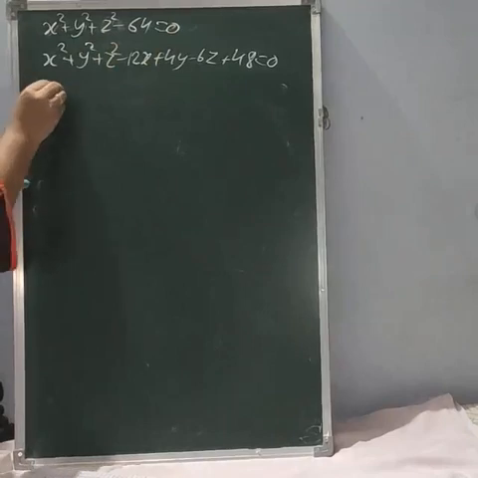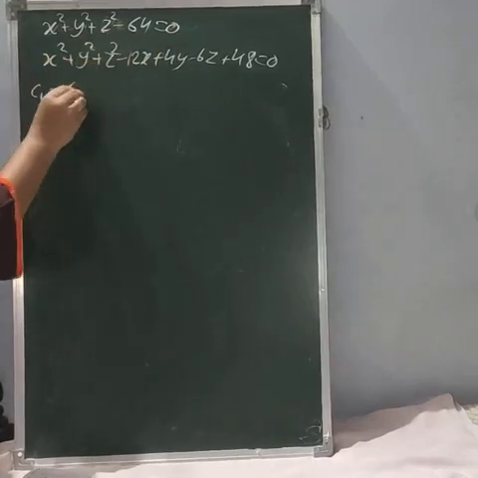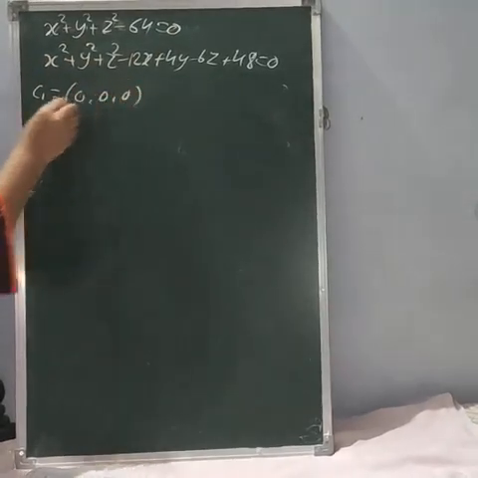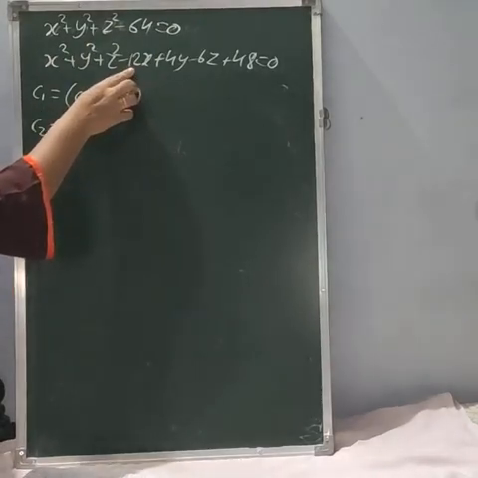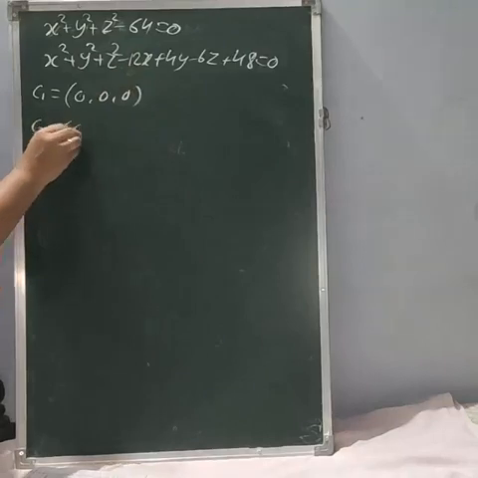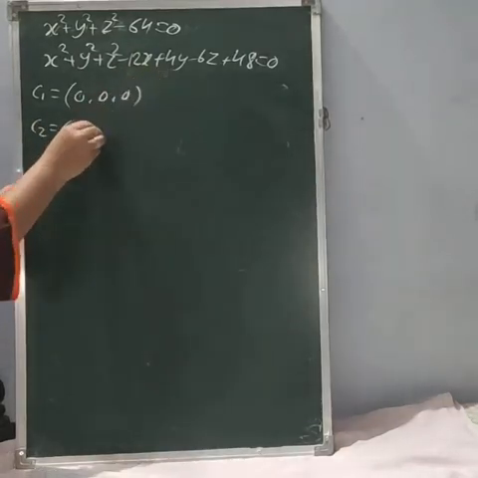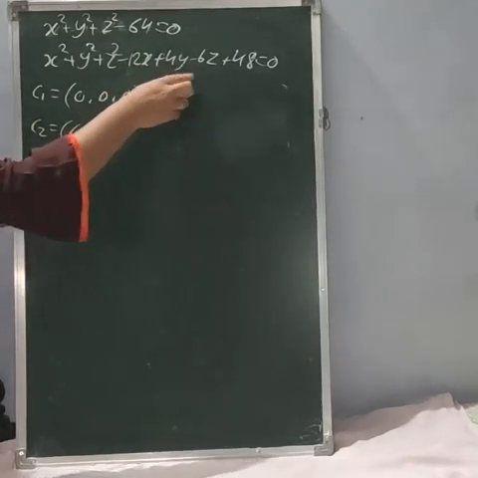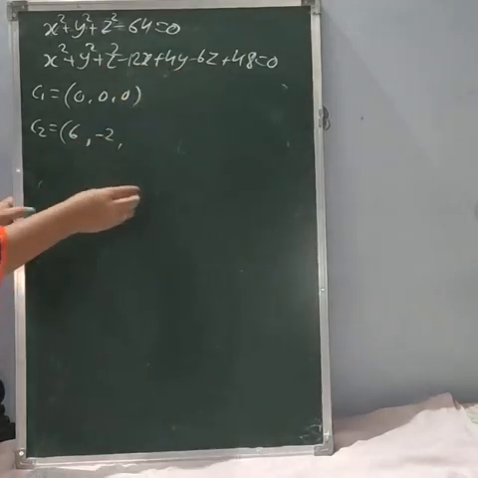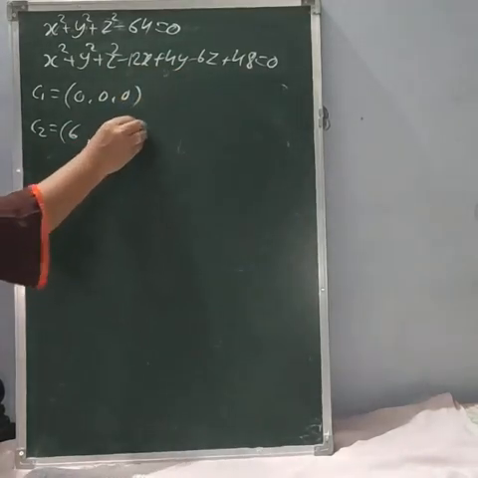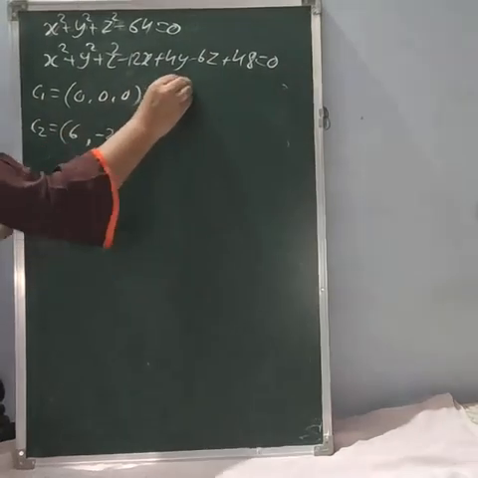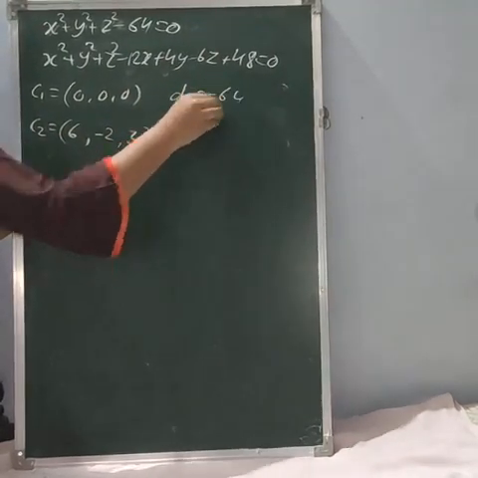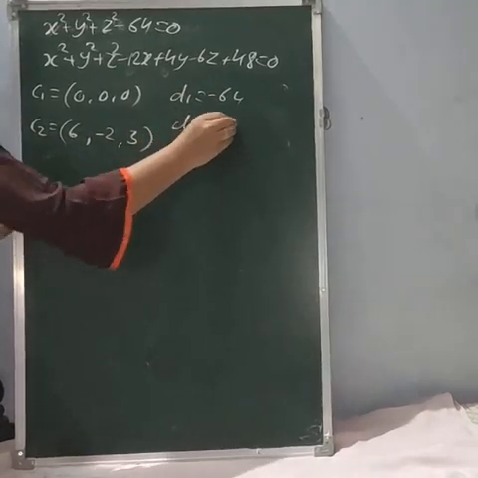What is the center C1? You will get that the x, y, z terms are absent. So 0, 0, 0. What is center C2? You will get minus 12 by 2, so you will get minus 6. It is nothing but plus 6 here. 4 by 2 is 2. So changing the sign, it is minus 2. You can find it properly. Okay. Minus 6 by 2, so minus 3, you will get plus 3. Okay. Find the center. You will get 6, minus 2, 3. And what is d1 we are having? Minus 64. d2 we are having plus 48.